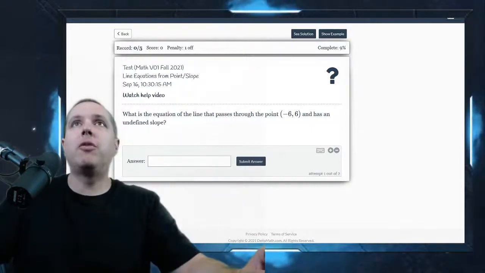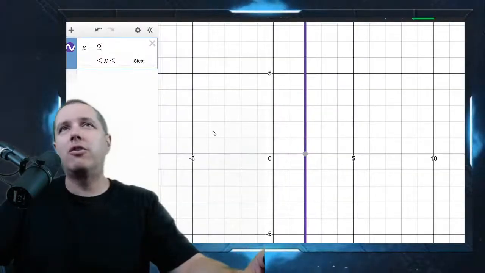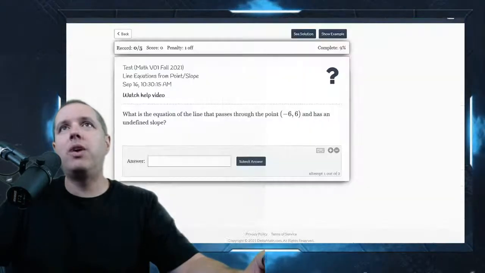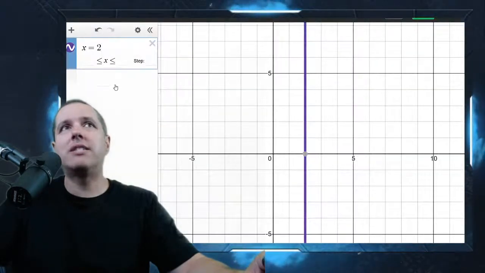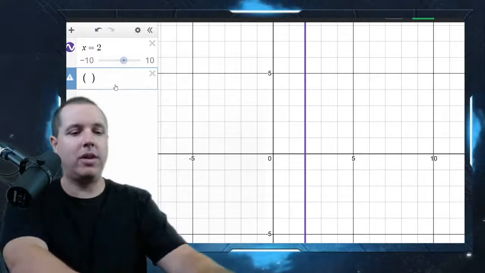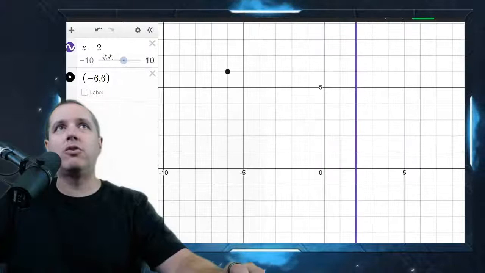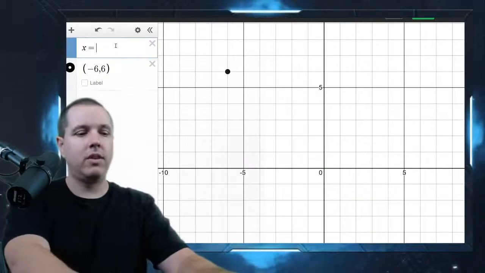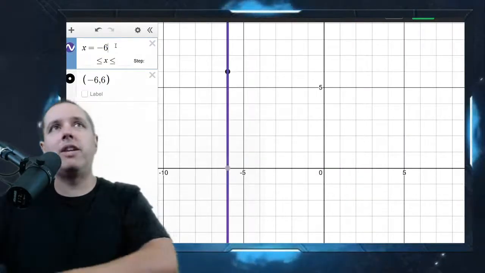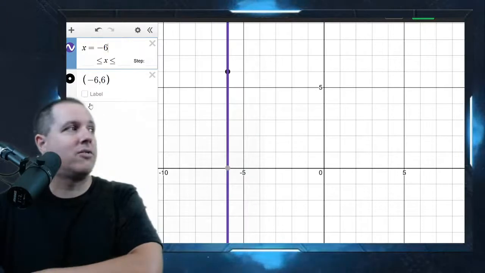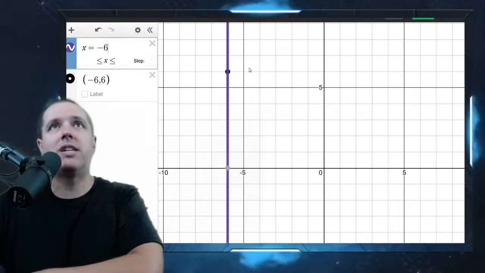Right? So you can jump over to Desmos and go, okay, a vertical line. I need a vertical line, but I need it to go through the point negative 6, 6. So I put my point here, negative 6, 6. I need a vertical line that goes through this point. Let's play around here. Oh, there it is. X equals negative 6 is a vertical line going through negative 6, 6.